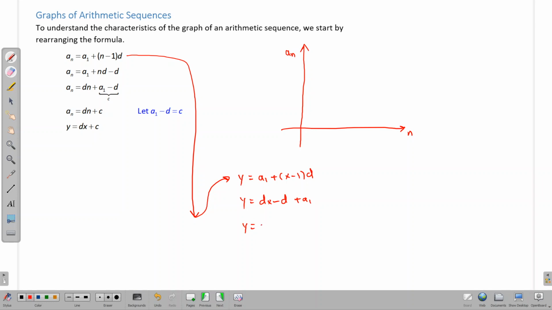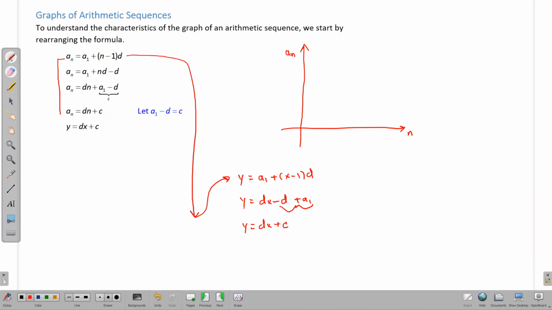So then the thing to notice is this part right here, it's just a constant number. It's negative d plus a1. So I'm going to replace that with the letter c. Since it's just a fixed number, I'm going to replace it with c for constant. And so what you end up with is this.